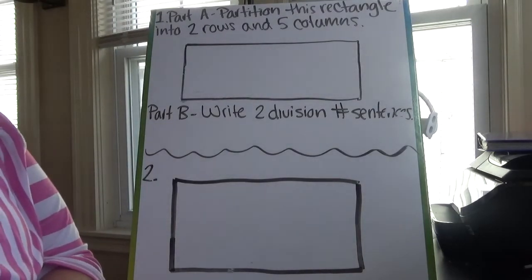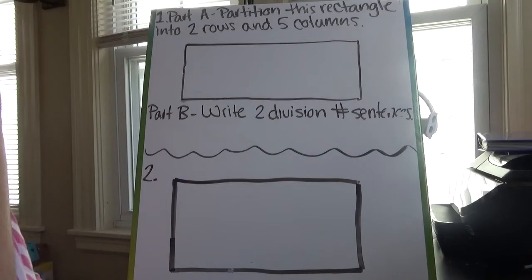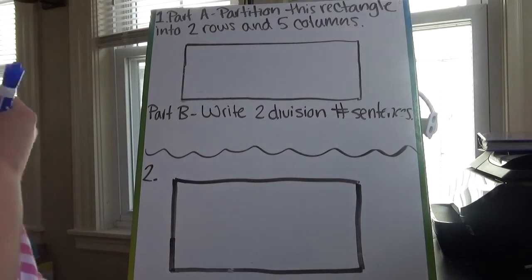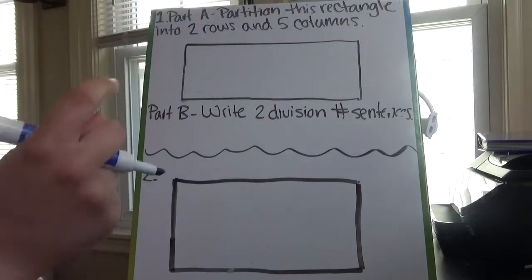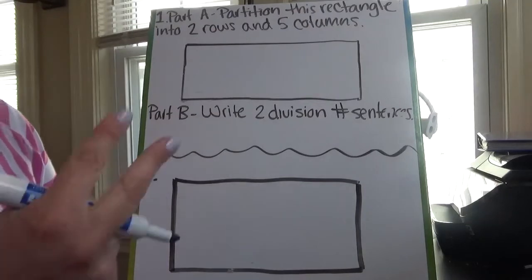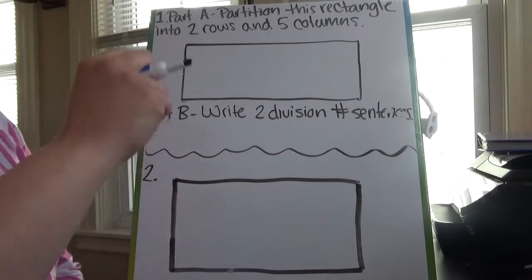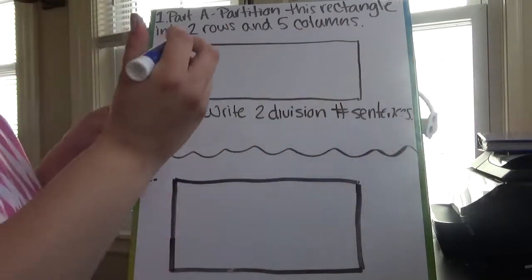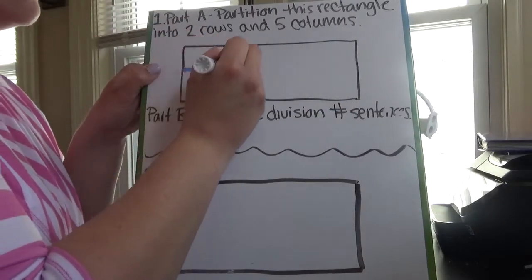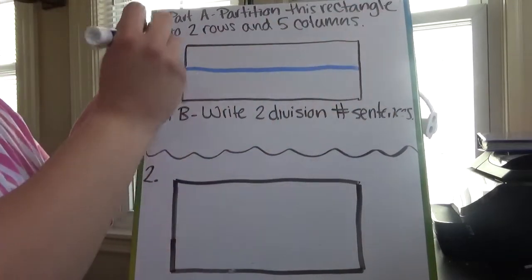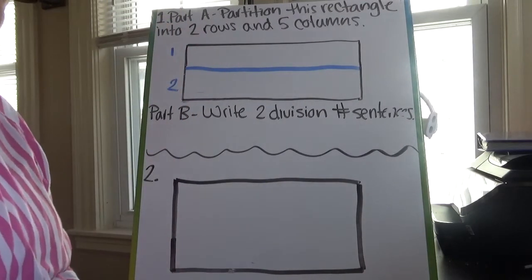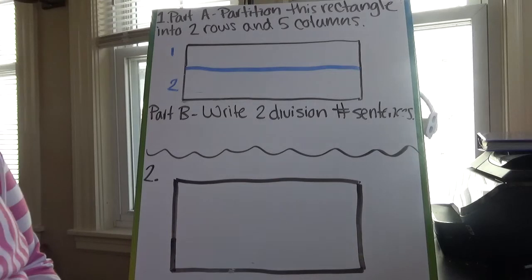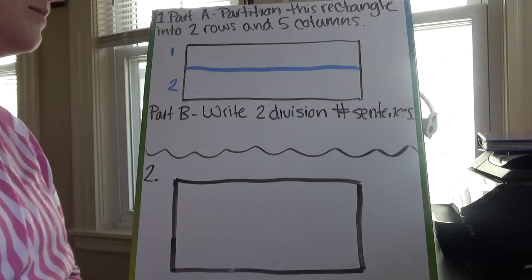Okay, so part A says, partition this rectangle into 2 rows and 5 columns. Well, I'm going to start with my 2 rows. I know rows go left to right, and if I need to have 2 of them, that means I'm cutting this shape in half. So all I need to do is draw one line to cut it in half. So here's my first row and my second row. Wonderful. Now I have to divide it into 5 columns.